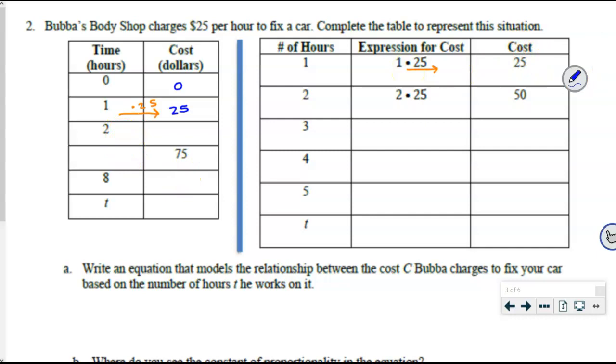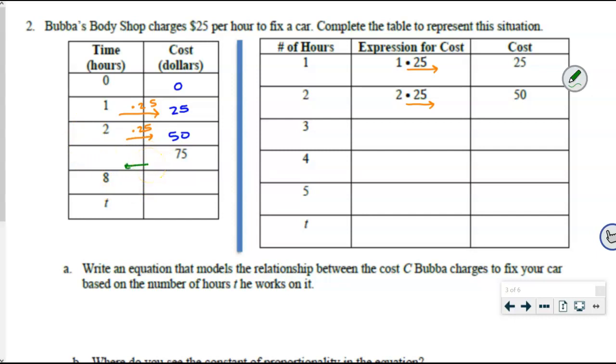So the 2, look at that, we multiply by 25 to go across the table, and we're going to get 50. But now I've gone forwards across the table, multiplying by 25 using that constant of proportionality. What am I going to do right here? Do I still multiply by 25, Luke? Now we're going to divide by 25.